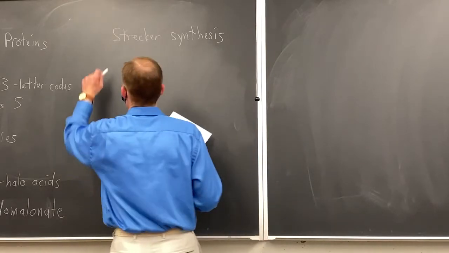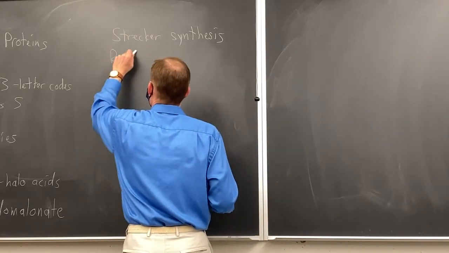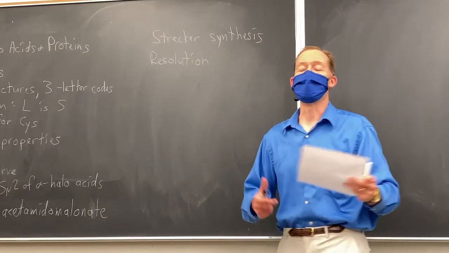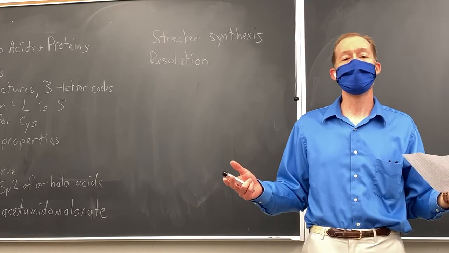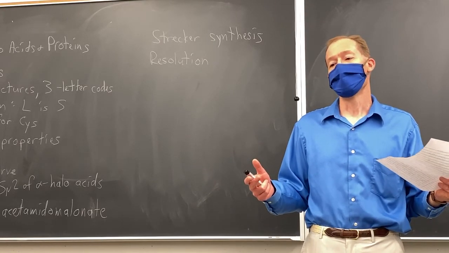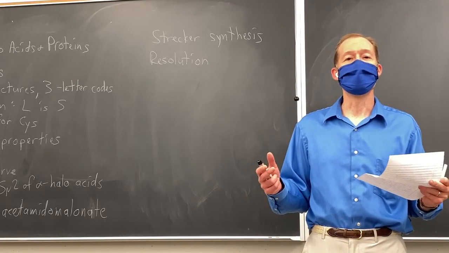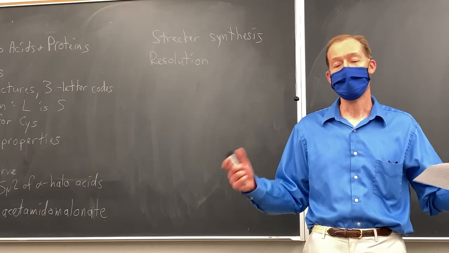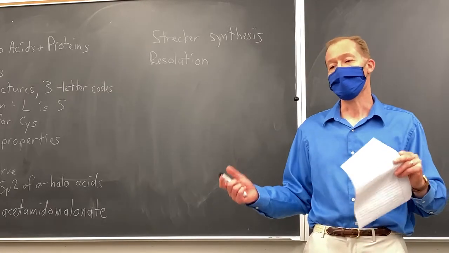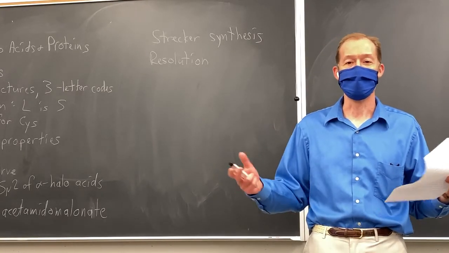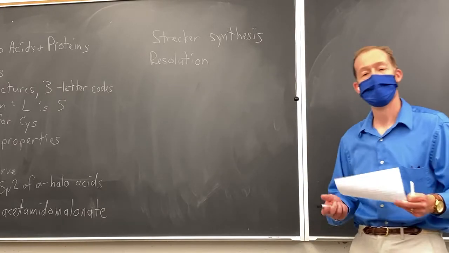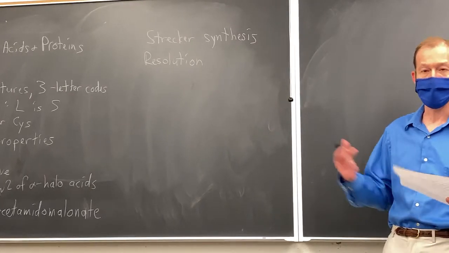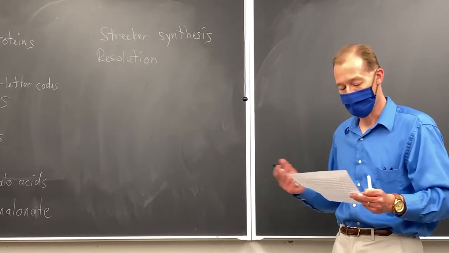So we talked about resolution. Resolution is the process of separating the enantiomers. Because we cannot separate enantiomers directly, we have to do it in an indirect fashion by converting those enantiomers into diastereomers, separating the diastereomers, and then converting them back into the individual enantiomers once they're separated. And we talked about the process that we go through to do that. So you should be familiar enough with that process to describe it.